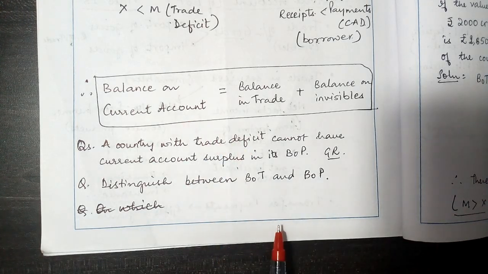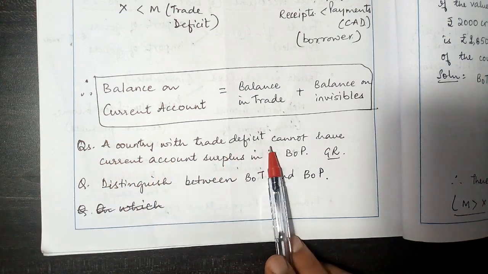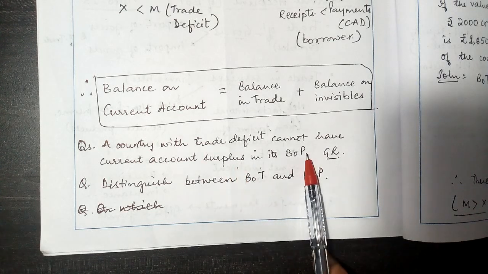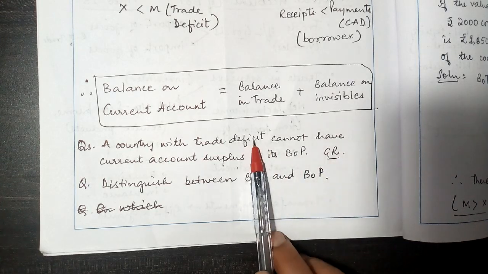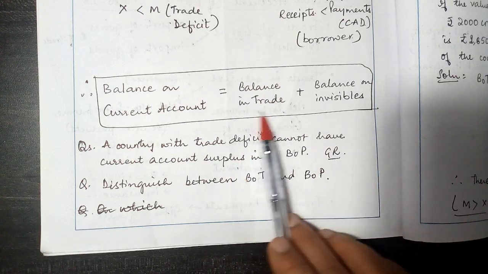Now the type of questions that are generally asked is, a country with trade deficit cannot have current account surplus in its balance of payment. Give reason. So if there is a trade deficit, current account cannot be in surplus.